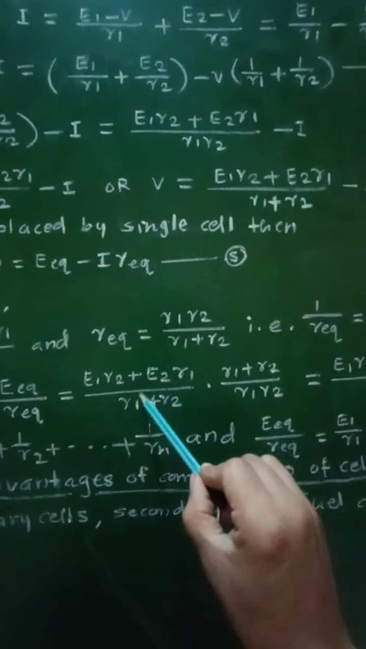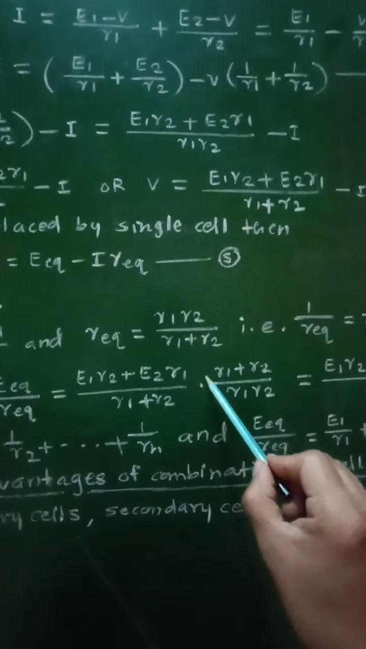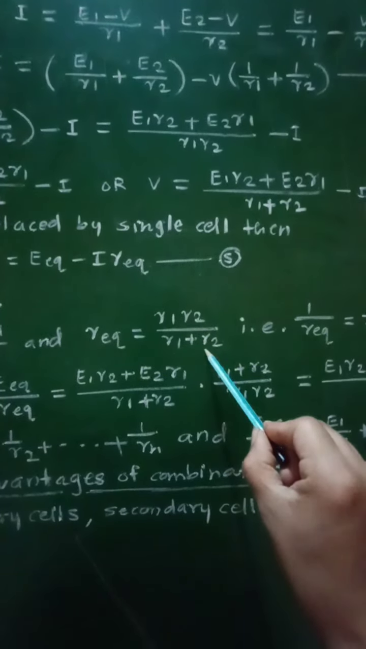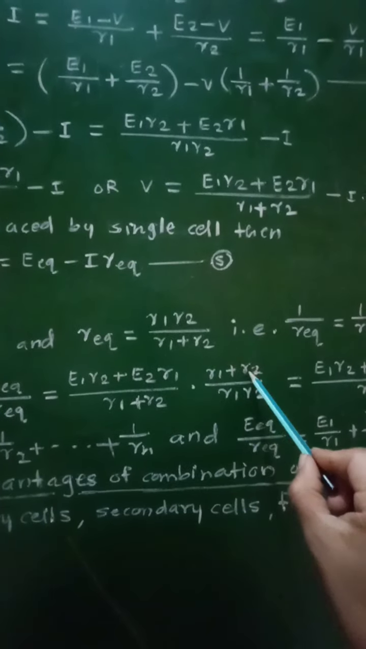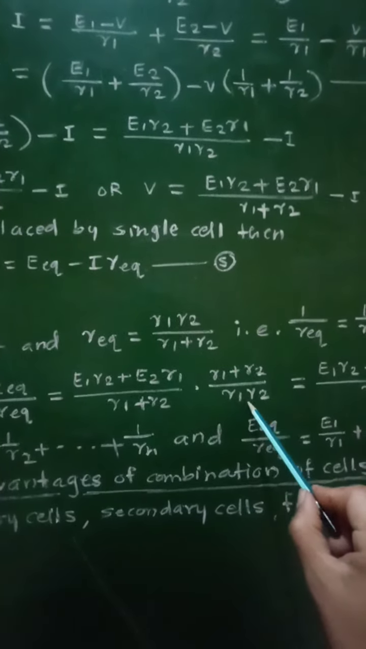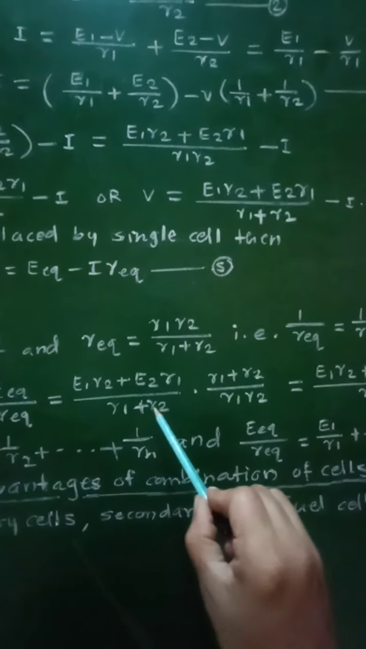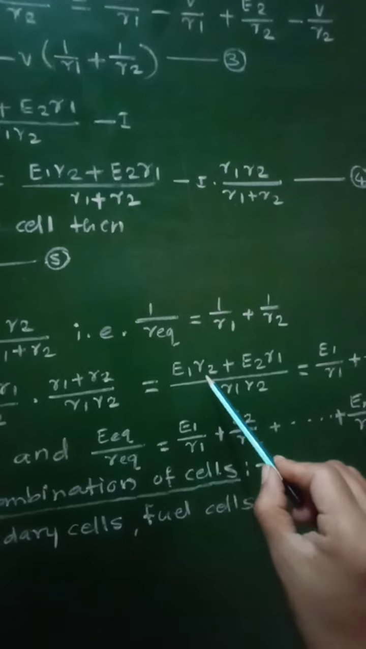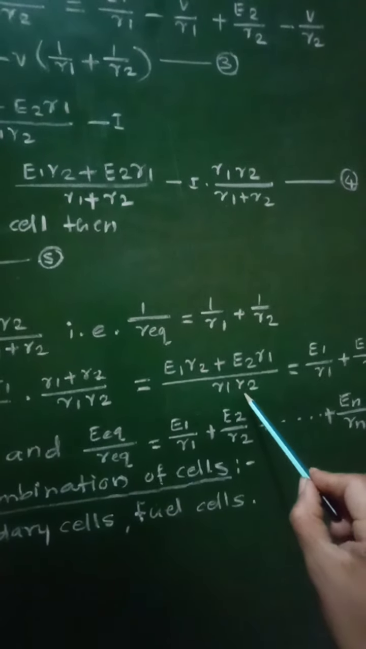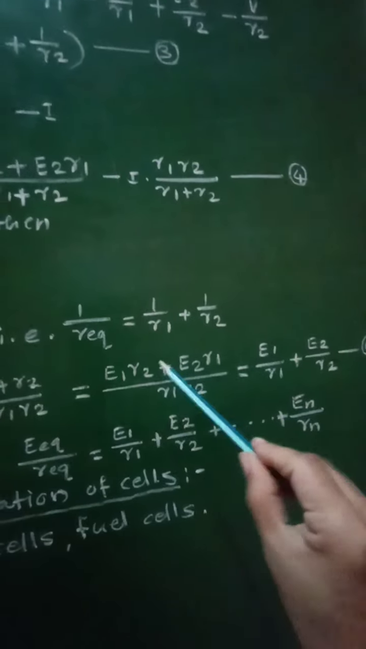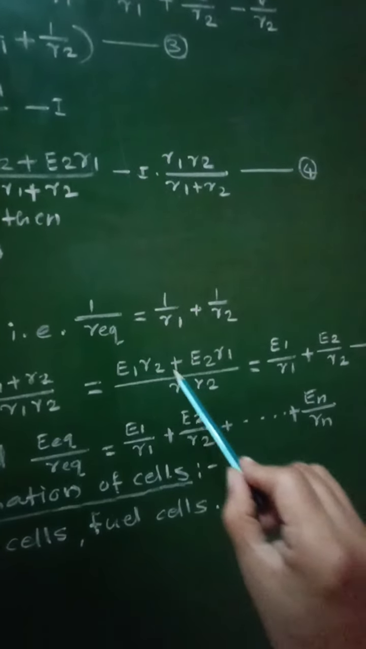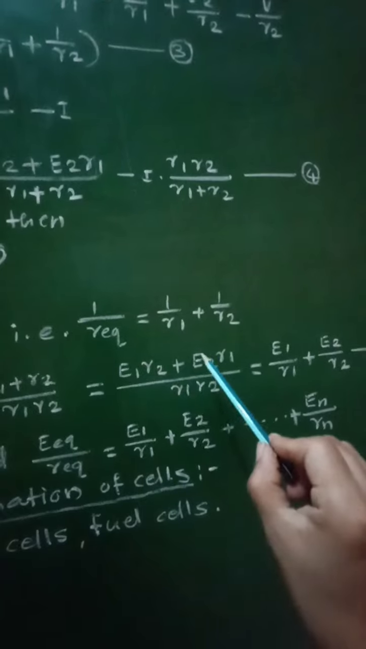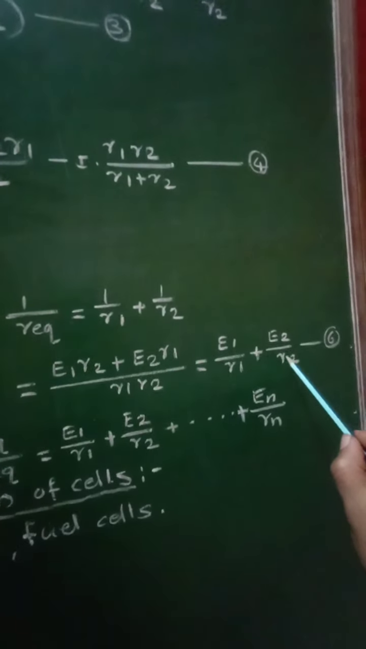If we divide this by R equivalent, that is divided by R1 R2 upon R1 plus R2, it will be multiplied by R1 plus R2 upon R1 R2. Then R1 plus R2 and R1 plus R2 will get cancelled. After cancelling, we will get E1 R2 plus E2 R1 upon R1 R2. Separating the denominator, R2 R2 will get cancelled, therefore we will get E1 upon R1 plus, again R1 R1 will get cancelled, E2 upon R2. Equation number 6.